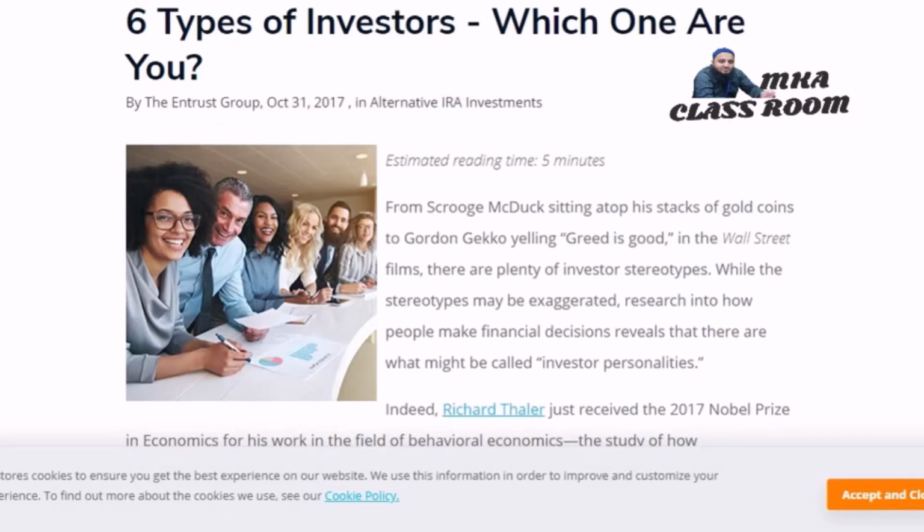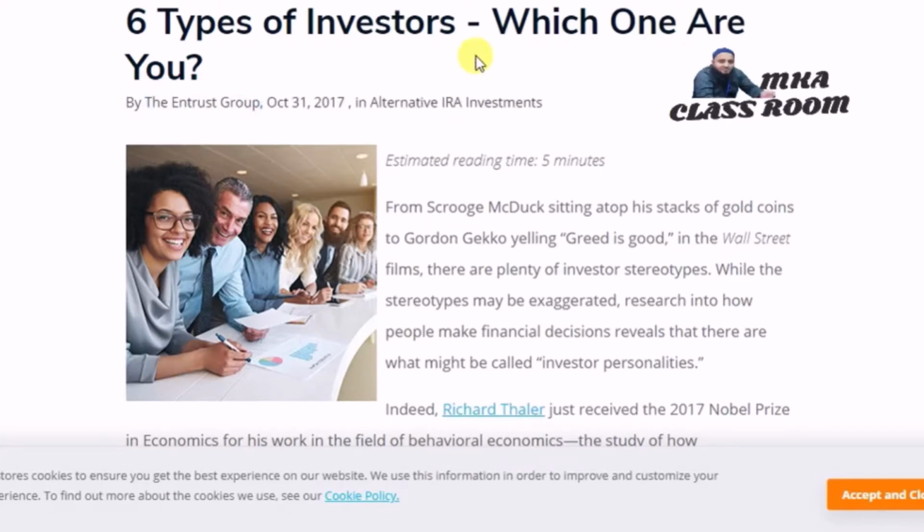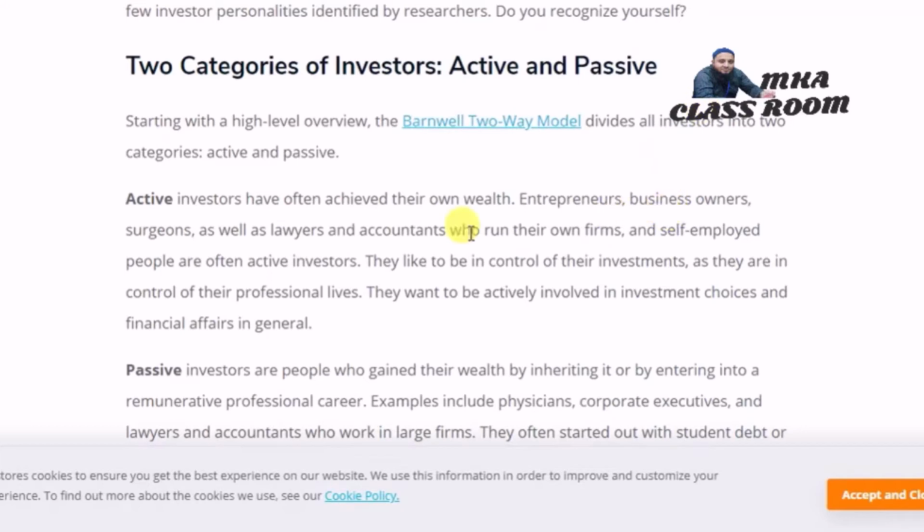Now we will see another way of classifying types of investor. Here we will see an article entitled "6 Types of Investor: Which One Are You?" by the Interest Group. That is our reference. Here we will see two categories of investors, active and passive.